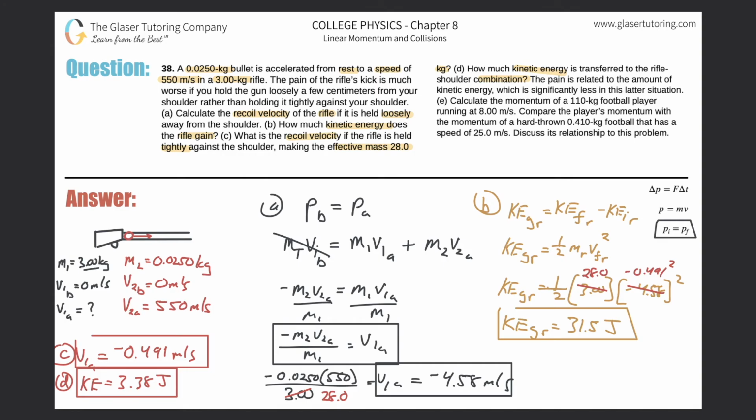And then what do we got for letter E? It says calculate the momentum of a 110 kilogram football player running at 8 meters per second. Compare the player's momentum with the momentum of a hard thrown 0.41 kilogram football that has a speed of 25 meters per second. This sounds very similar, actually identical, to a question we've done. I think it's number 33. So I'm just going to write here: see number 33 in this chapter for a discussion on letter E. Totally solved that, complete. So that should provide the necessary help for you if you need help on letter E. And it says discuss the relationship to this problem. You'll totally see the relationship after you watch that video. I think I laid it out fairly clearly.